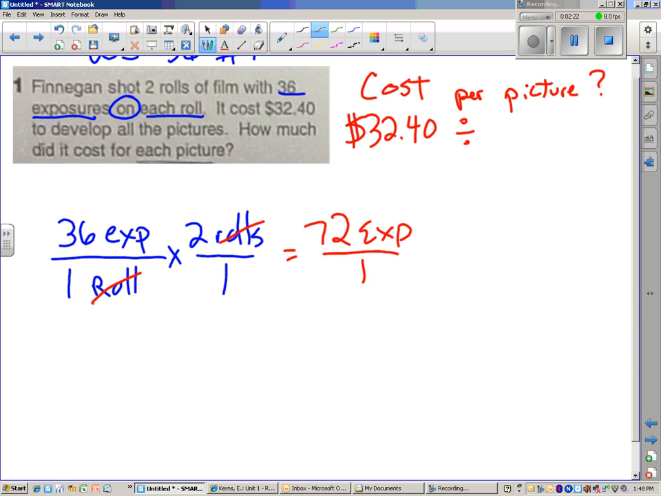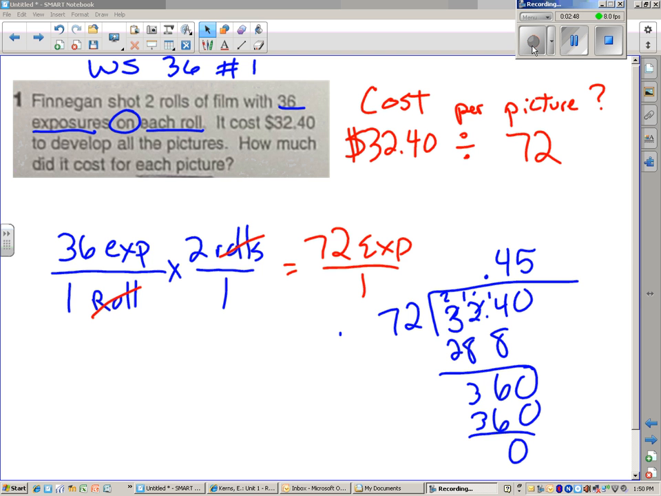And how many pictures did we take all together? Or how many exposures did we have all together? 72. So this is your problem. You can do cost per picture: $32.40 divided by 72. We're going to long divide that, $32.40 divided by 72 exposures. I'm going to pause that while everybody calculates.